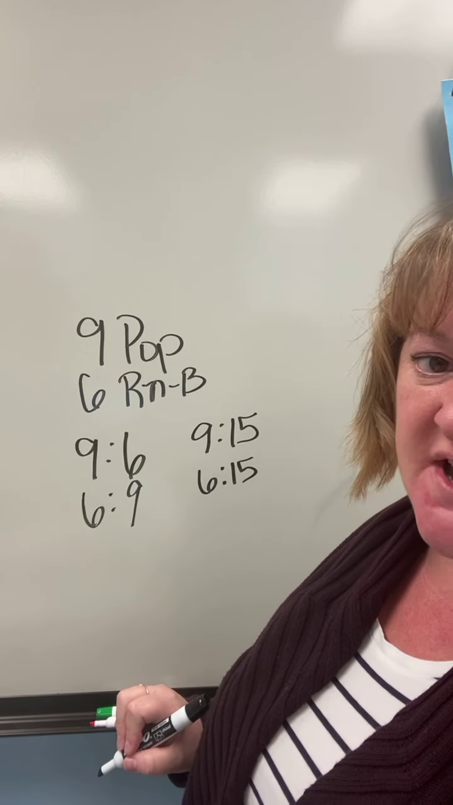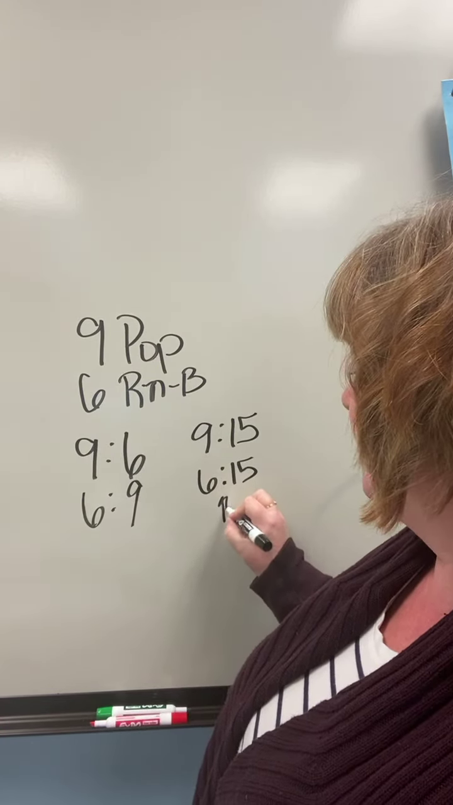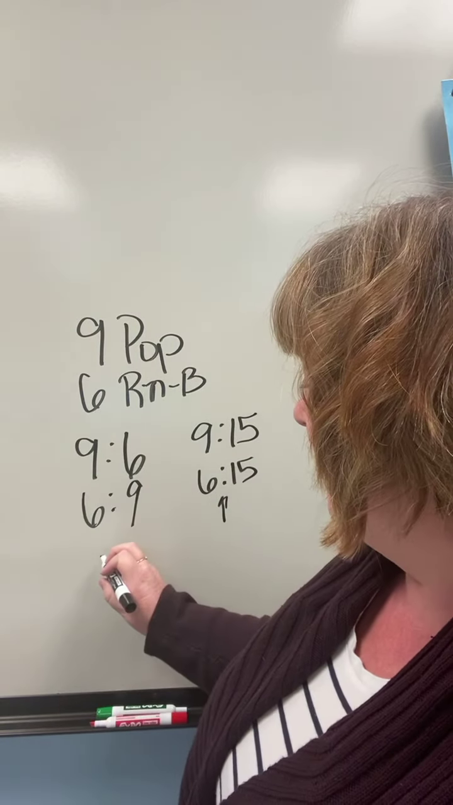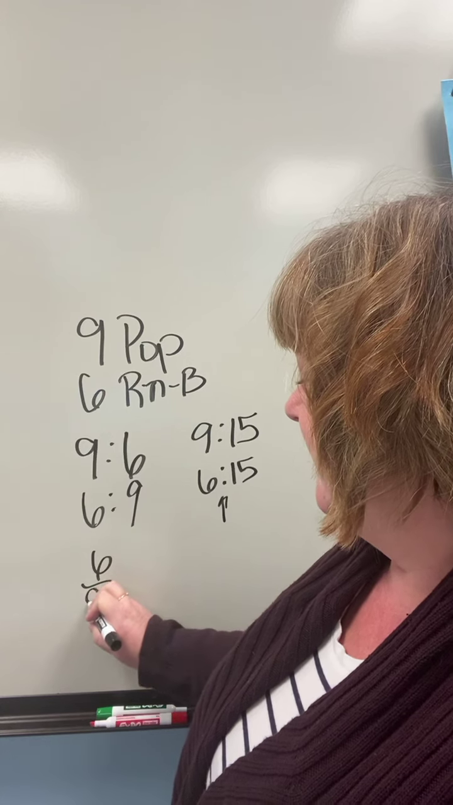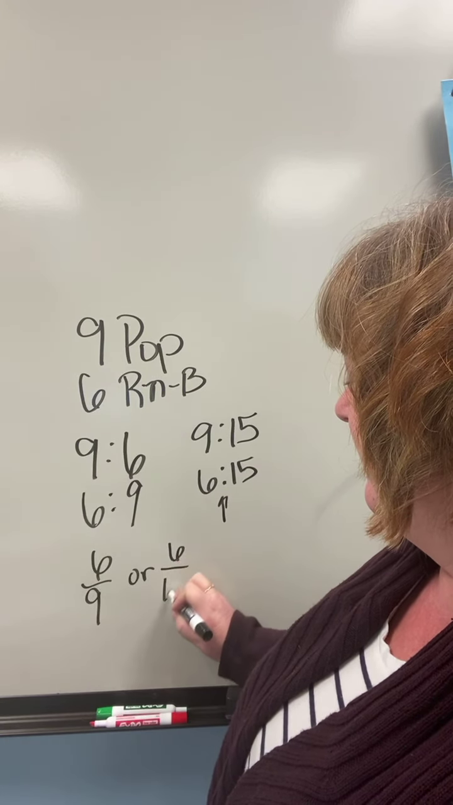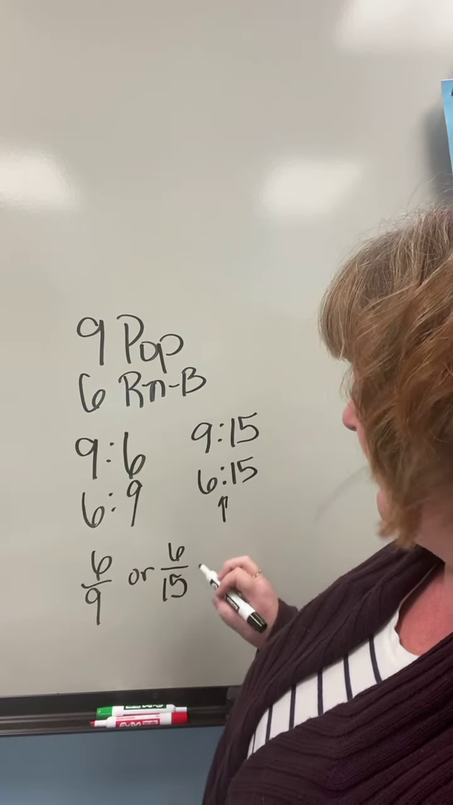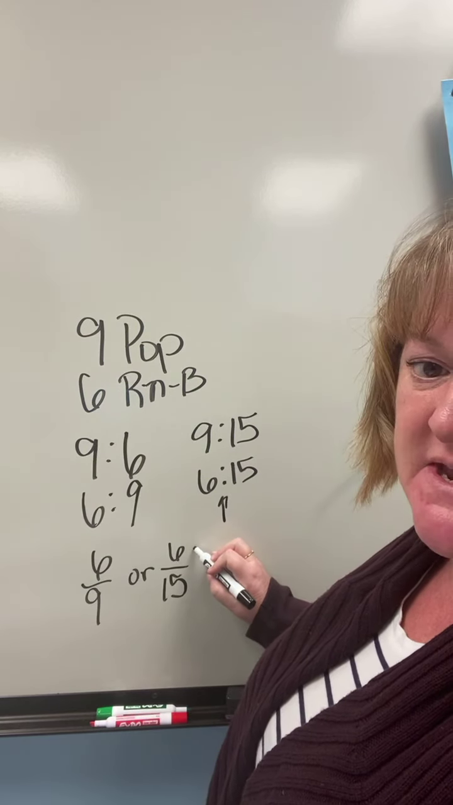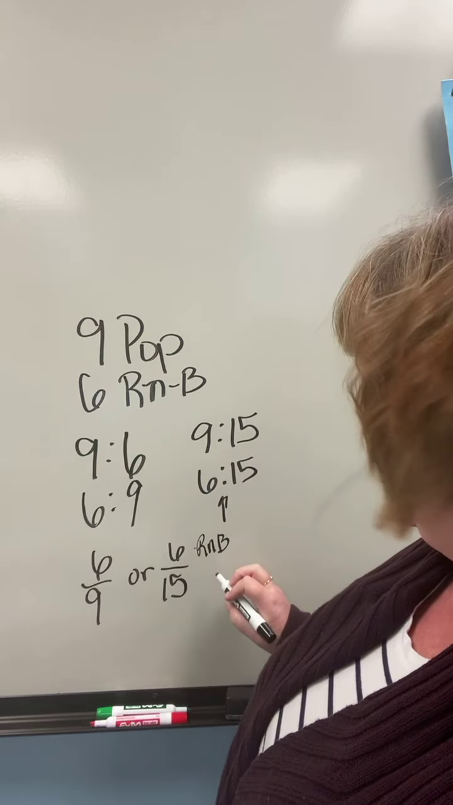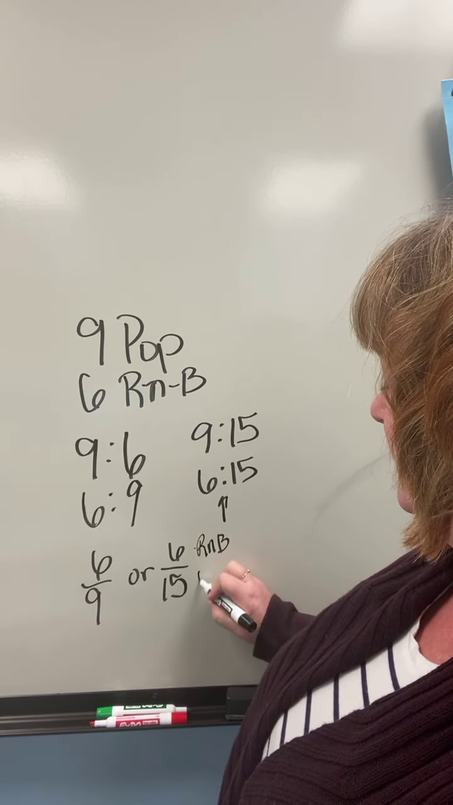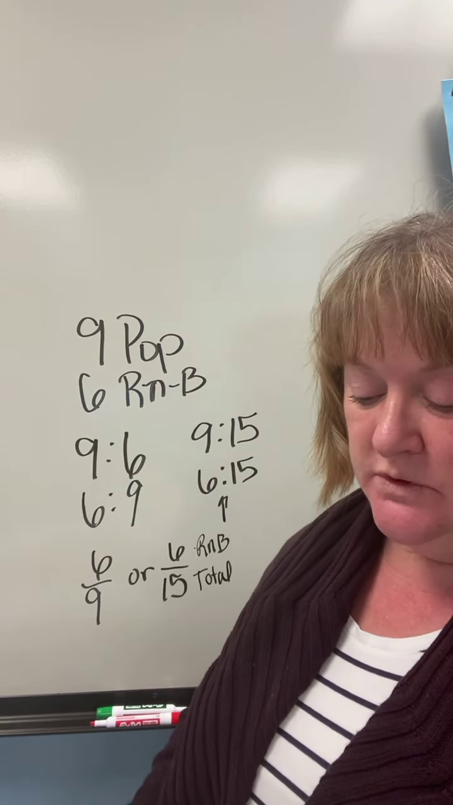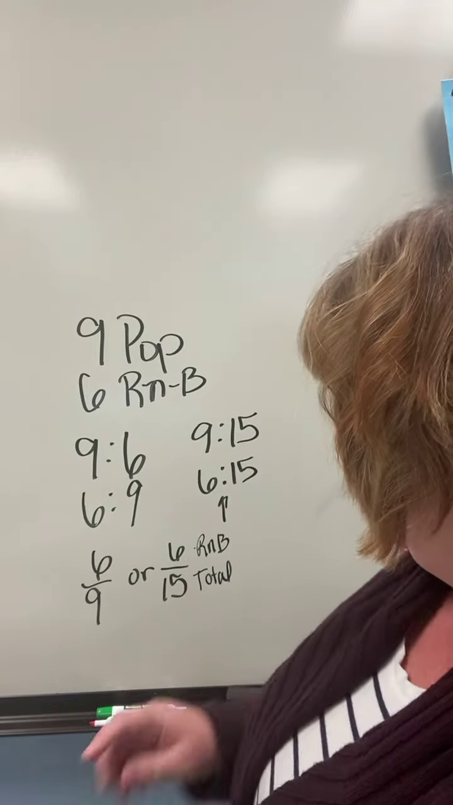Do you notice the little dot dot? That's a new thing for us. We'll use that as ratios, but you can also write it like a fraction. So I could also say 6/9, or I could say 6/15, which just means 6 R&B, and I could even put in my labels out of total. Okay? So we're looking at things in a couple of different ways.